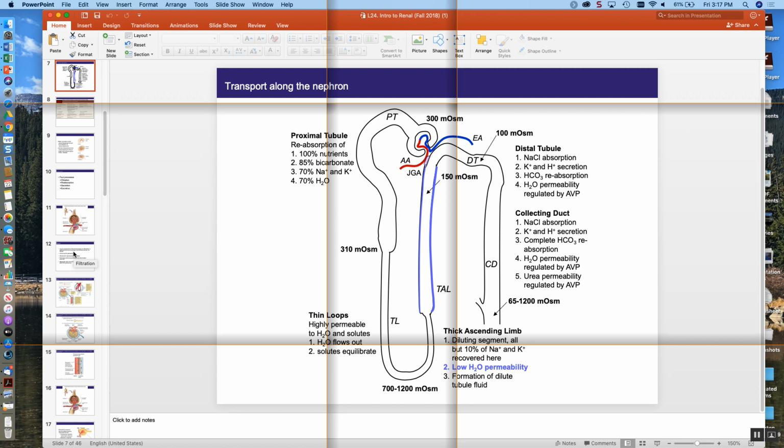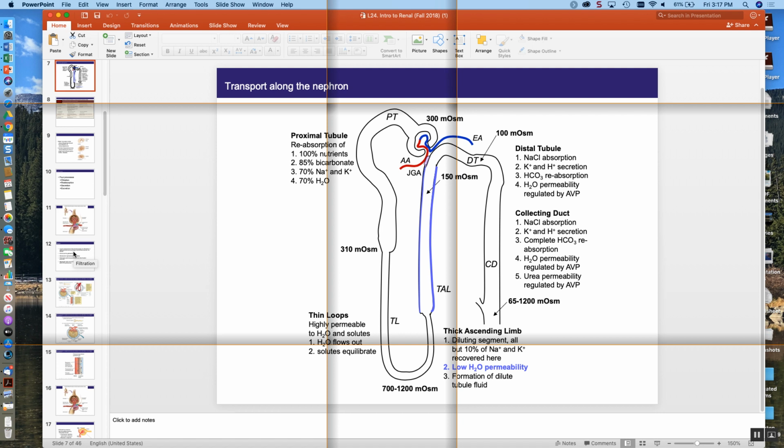The reason why it's important is because on the back end, the collecting duct, this is what is giving you the capability of concentrating urine. So knowing this region down here is 1,200 milliosmoles gives you a basis for why the urine can be concentrated to 1,200 milliosmoles. Does that make sense? Okay. Any other questions? All right, great questions.